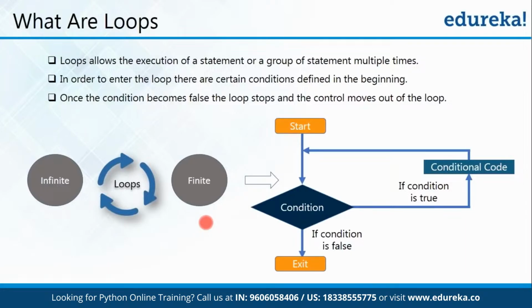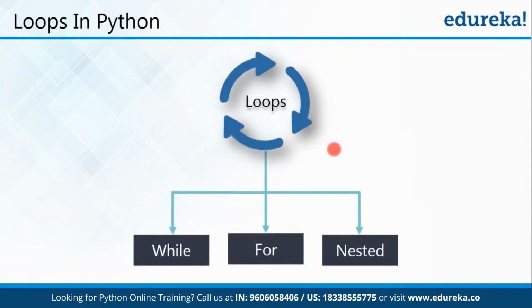So I hope you all are clear with what exactly loops are. So we'll move forward and we'll see various types of loops that are present in Python. So Python basically supports three kinds of loops. One is while, for, and nested. We'll look at all these loops one by one, and I'll explain you with examples as well. So first we'll have a look at while loop.